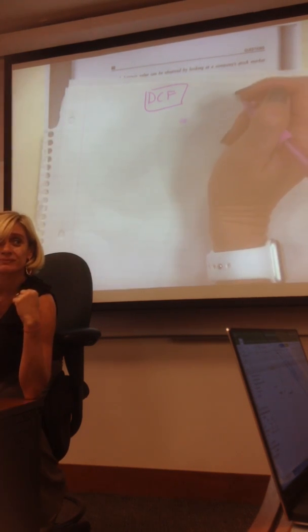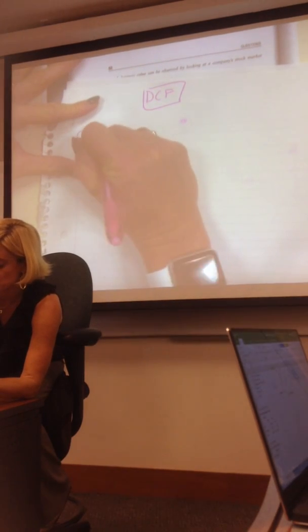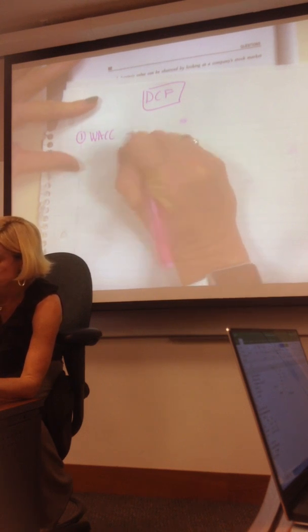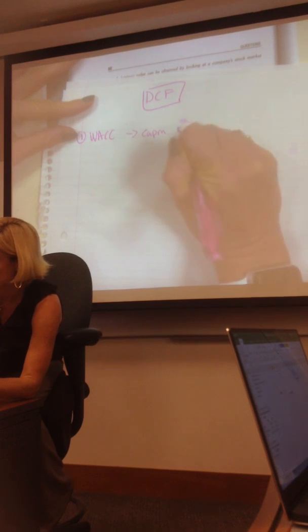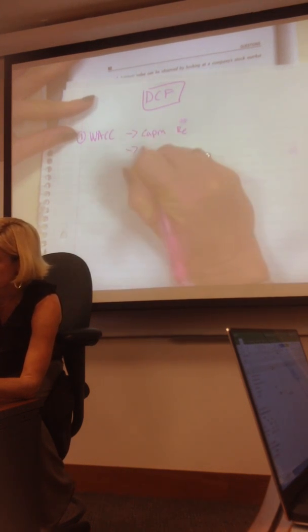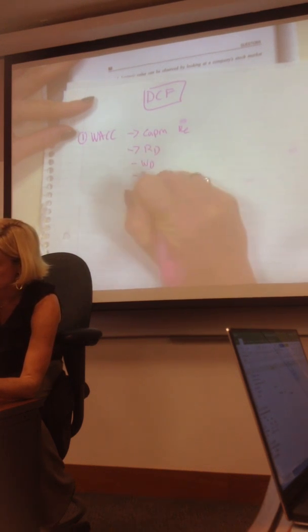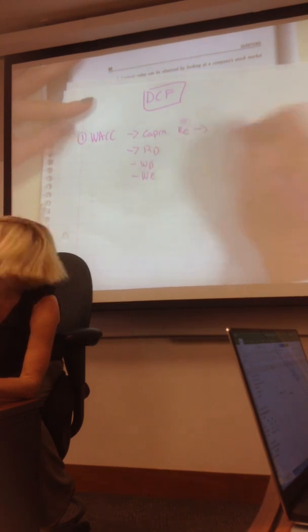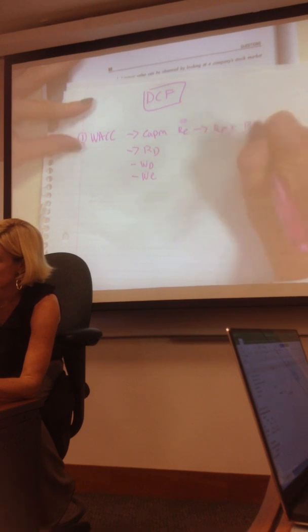WACC. Also WACC. You need to get the WACC, right? So the first thing that you need to get always is the WACC. As components of the WACC, this is what you need: the cost of equity from CAPM, the cost of debt, the weight of debt, the weight of equity. CAPM is equal to the risk-free rate plus beta times the market risk premium.